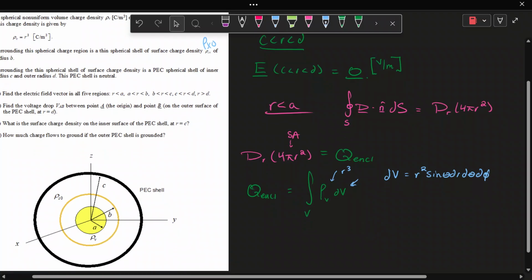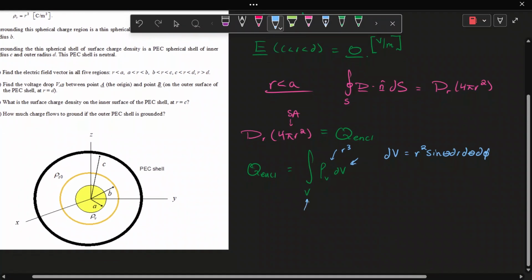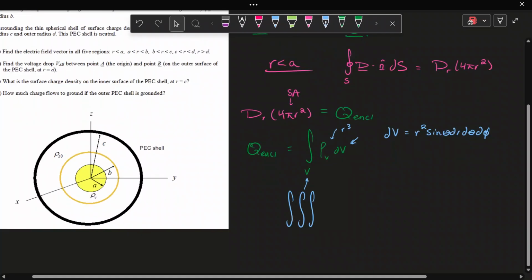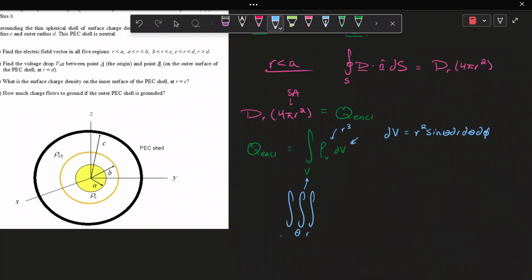Now, rho v depends on r. What are the bounds going to be for our volumetric integral? Remember, a volumetric integral will end up being a triple integral. So we have a triple integral here, and we're going to let the inside integral be r, the second one be theta, and the outside one be phi. So r goes from 0 to r, whatever it wants to be, 0 to r.